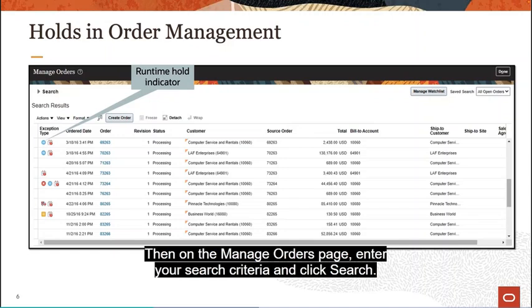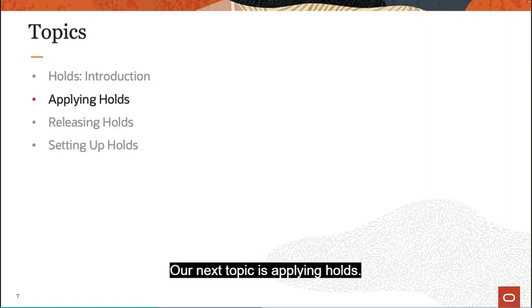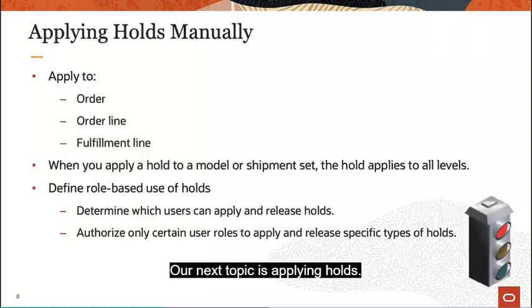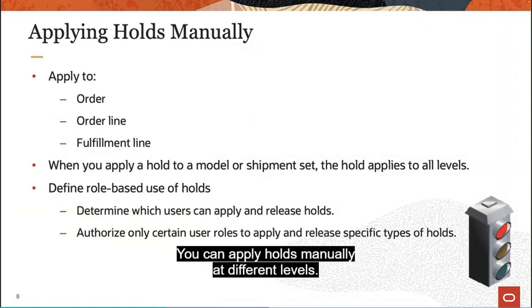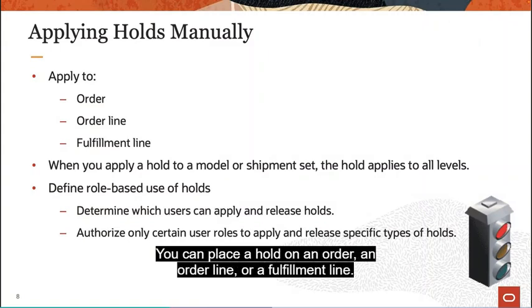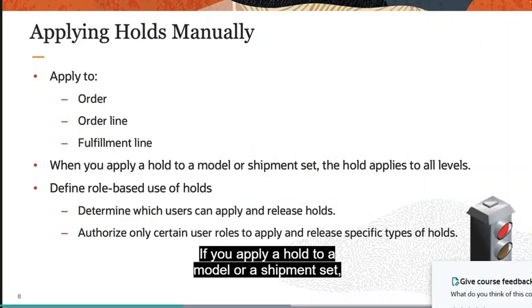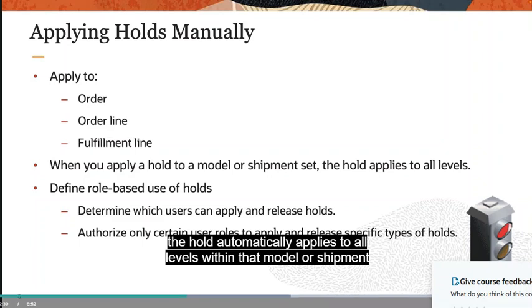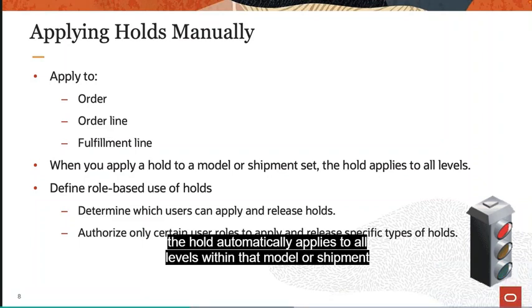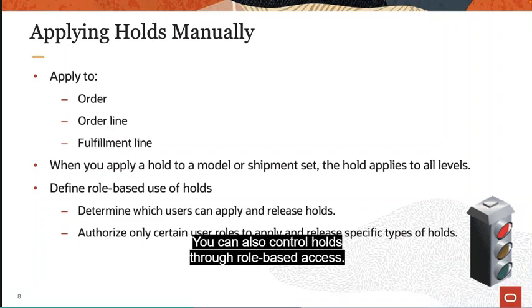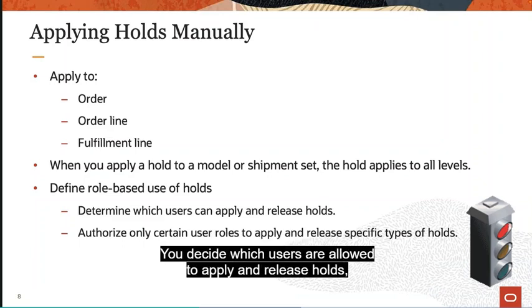Our next topic is applying holds. You can apply holds manually at different levels. You can place a hold on an order line, or a fulfillment line. If you apply a hold to a model or a shipment set, the hold automatically applies to all levels within that model or shipment set. You can also control holds through role-based access. You decide which users are allowed to apply and release holds, and you can limit specific hold types so that only certain job roles are authorized to apply or release them.